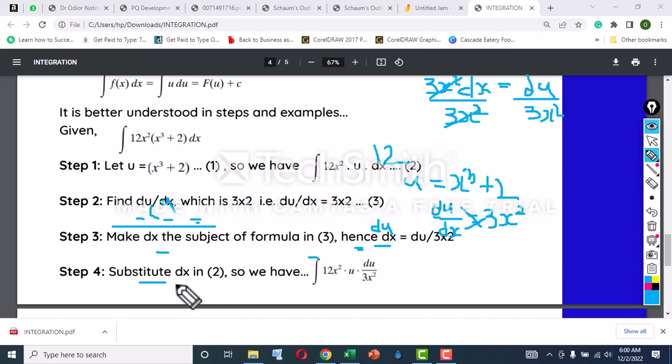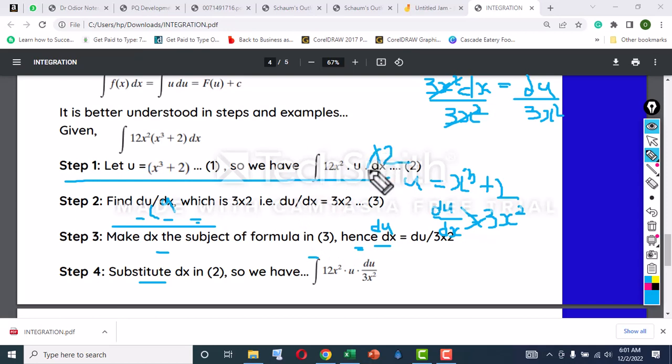Step 3 is done. Now step 4, substitute dx in step 1. Remember that's where our real solution stopped before we now branched to du dx. This one is just a branch. If you want to go and greet Mrs. A, you now go and branch in Mrs. Big Shop. So this one is just you branching. You are not really solving the question. So we are back to the question now. We branched to do du dx, and to make dx the subject of formula. So you now come back to your question.